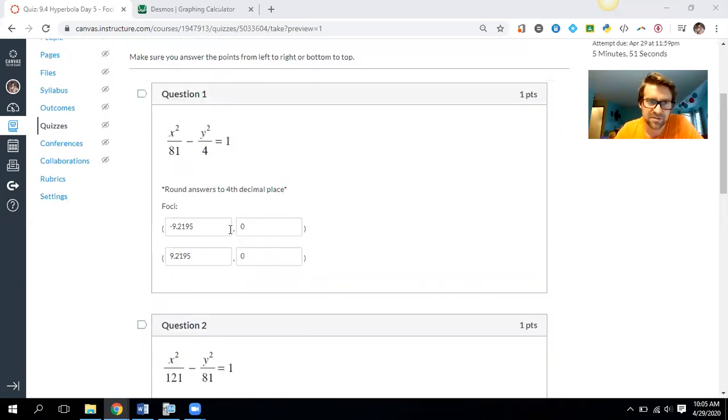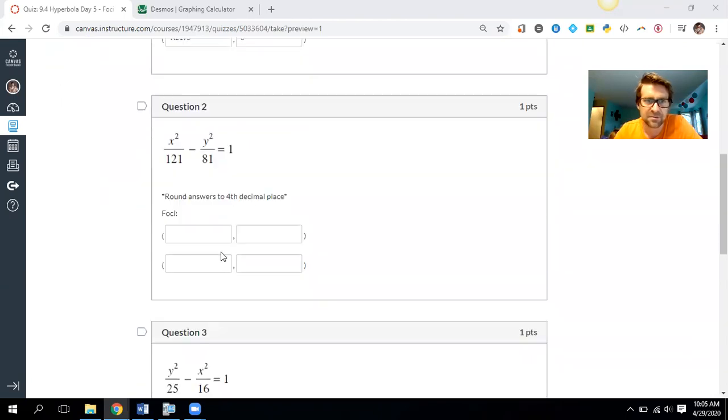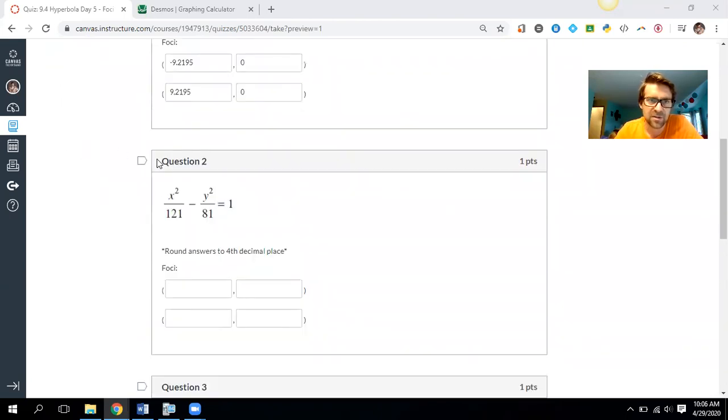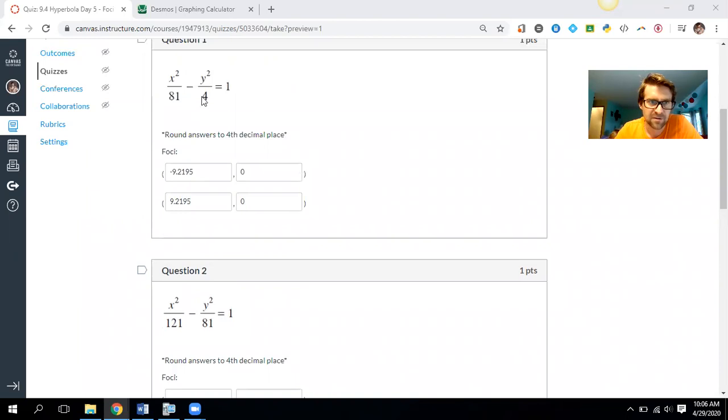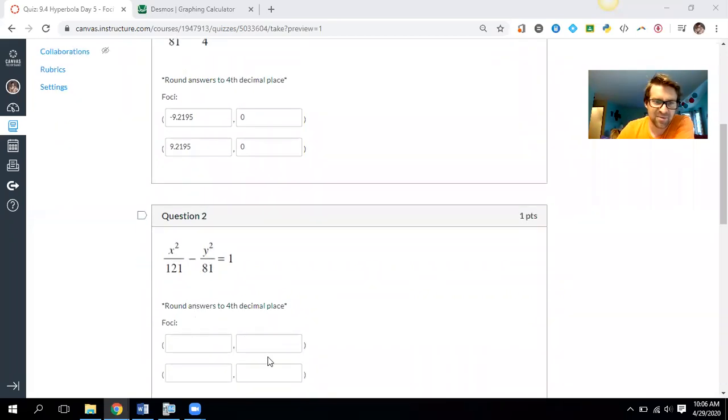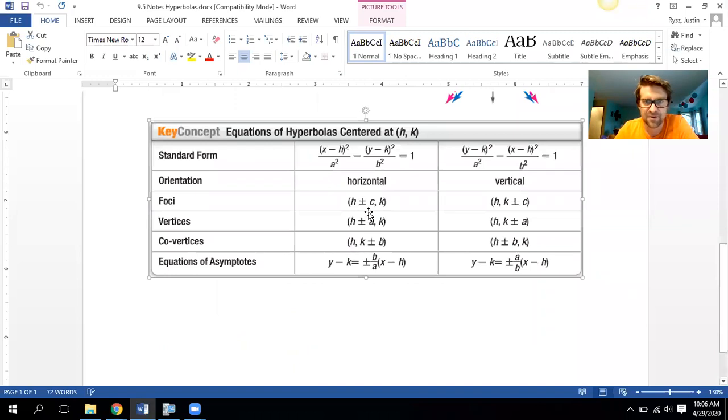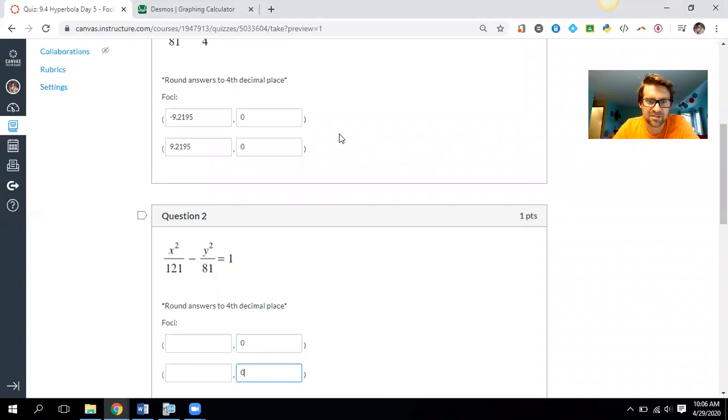So the first numbers are up here. Here's how we do the second one. So if we look back and forth between the two, we can see that they're very similar. Both of them start out with x squared. Both of them start out with y squared. And we're going to find our k number. Well, our k number is going to be 0, just like how it was 0. And that goes back to our formula chart. You can see our foci is at h plus or minus c, and then comma k. K is the number next to the y. There is no number next to the y.